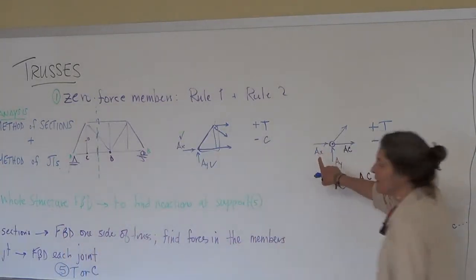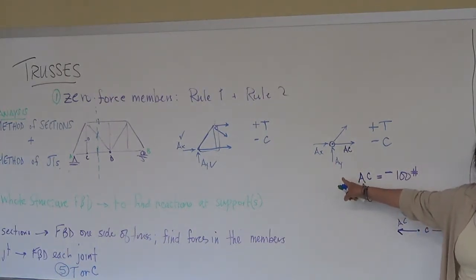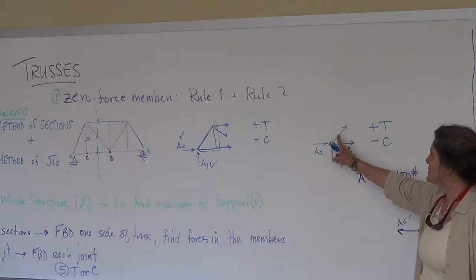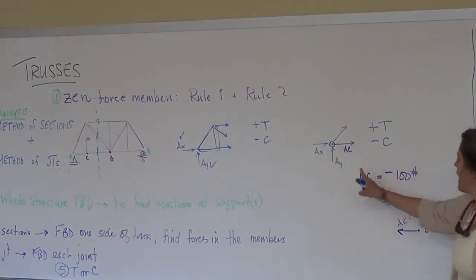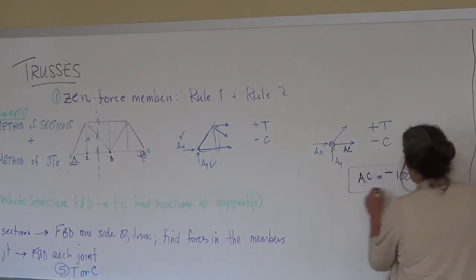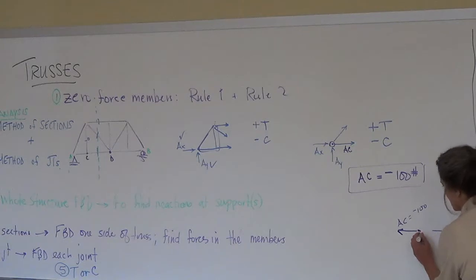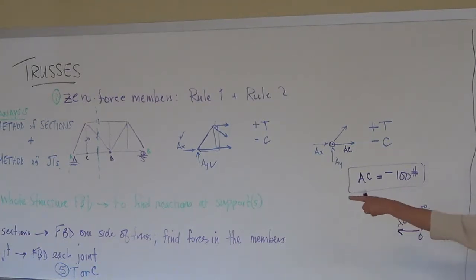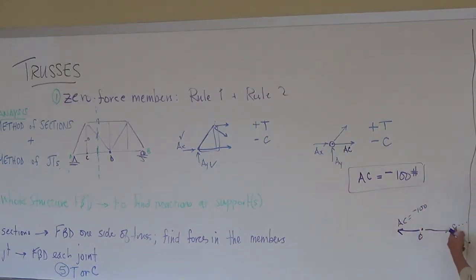So at point A, is everybody comfortable? At point A, I will already know AX and AY. I drew these guys away because I always want to draw them in tension. But in the end, I got a value of AC of negative 100. Now I go to joint C. I draw AC going that way because I drew it this way, and I'm going to draw CD going that way.